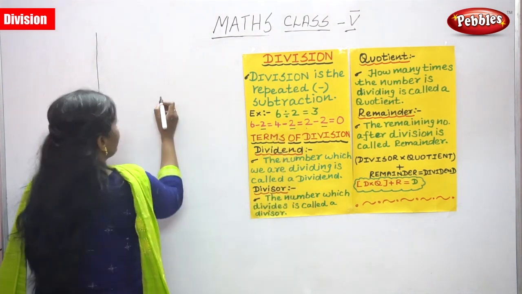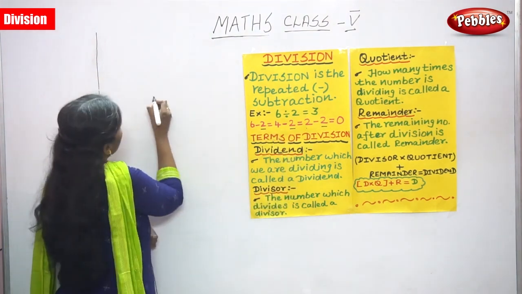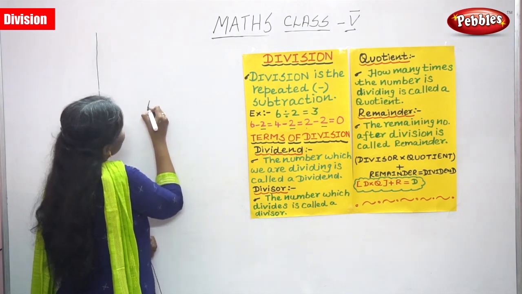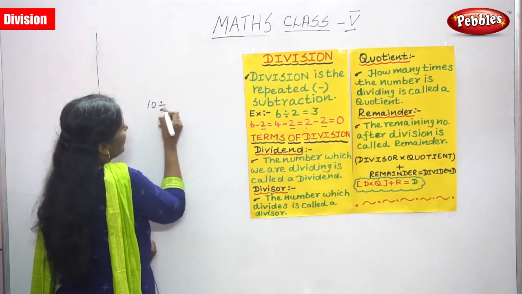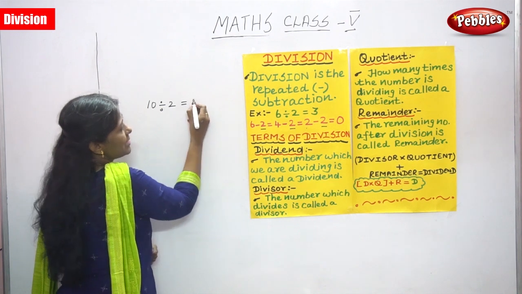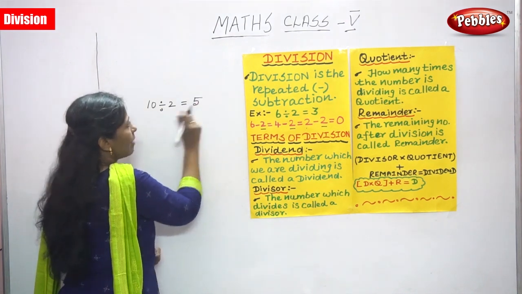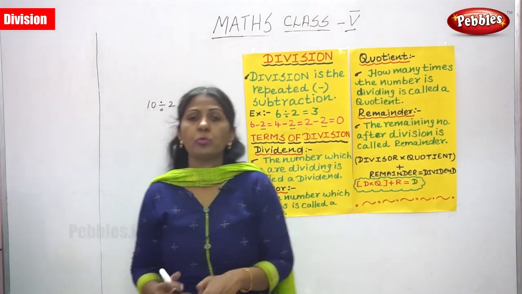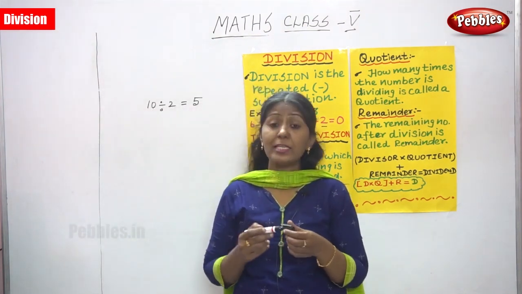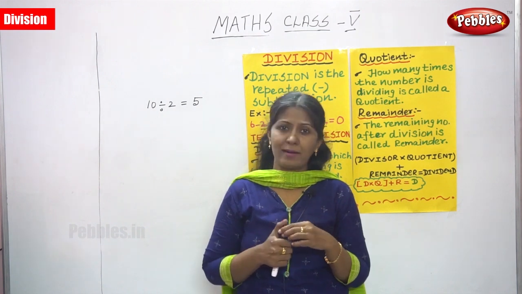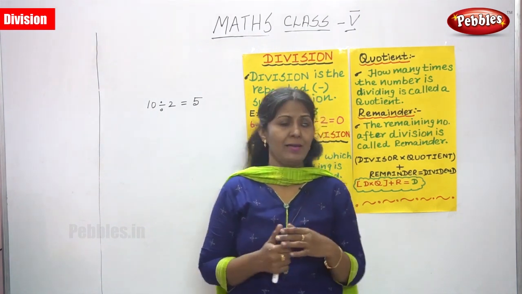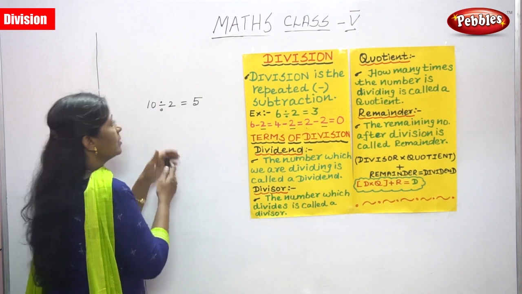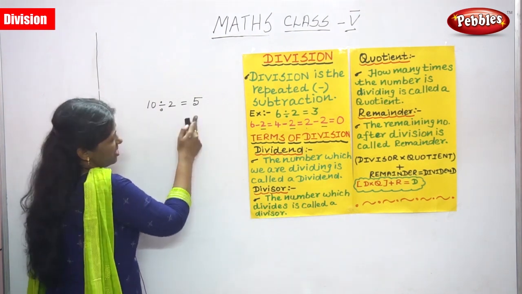For example, 10 divided by 2. The answer is 5, because you have to see the two tables. That is 1 2 is 2, 2 2s are 4, 3 2s are 6, 4 2s are 8 and 5 2s are 10. That is the answer. So we have to say the multiplication table.